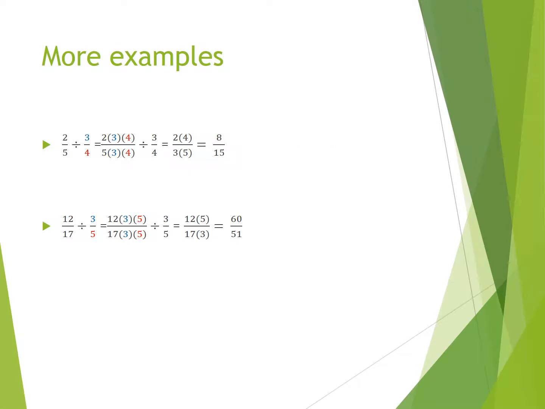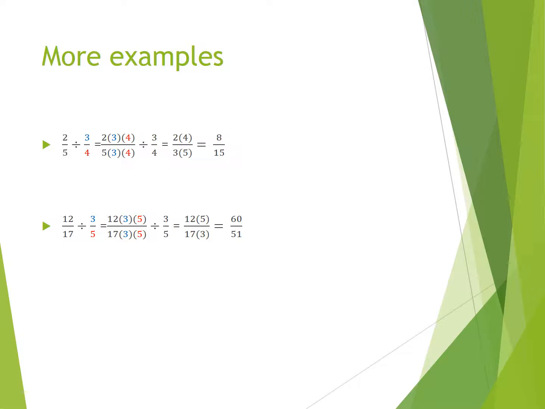So, first example, I have 2/5 divided by 3/4. To make 2/5 divisible by 3 on the top and 4 on the bottom, I'm going to multiply top and bottom by 3 and then by 4. So the top is 2 times 3 times 4. When I divide by 3, that undoes multiplying by 3. I get 2 times 4. On the bottom, I have 5 times 3 times 4.